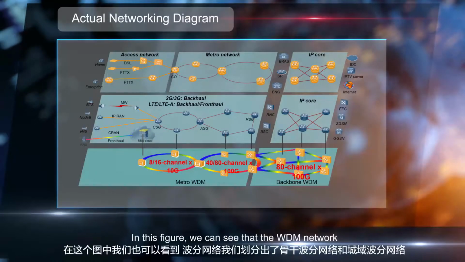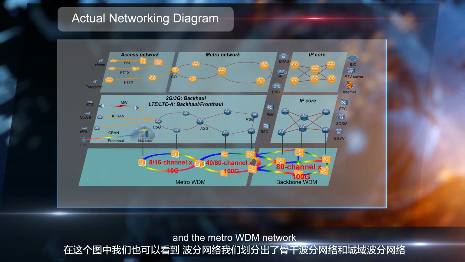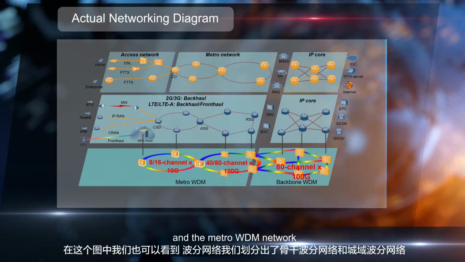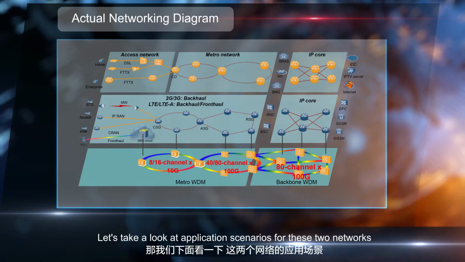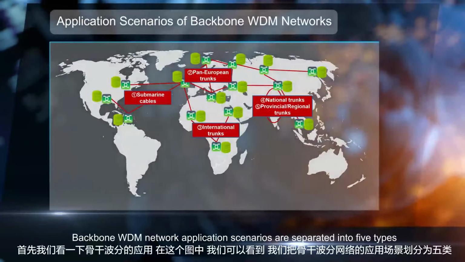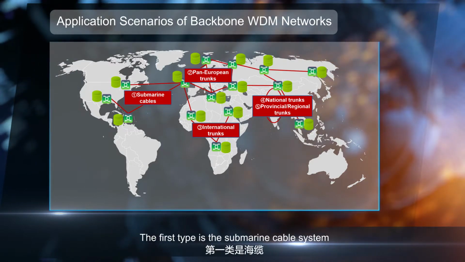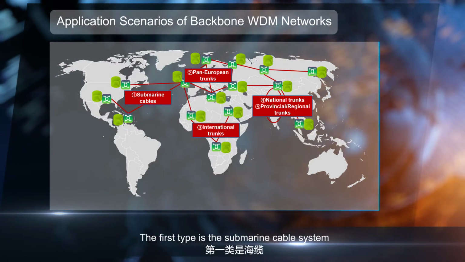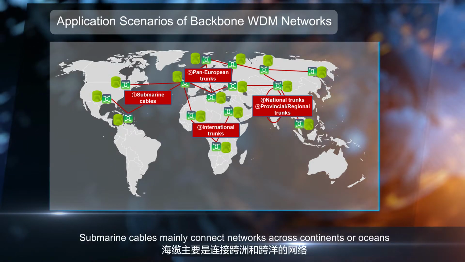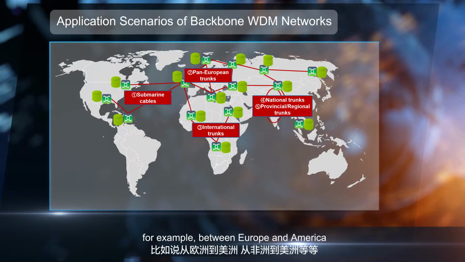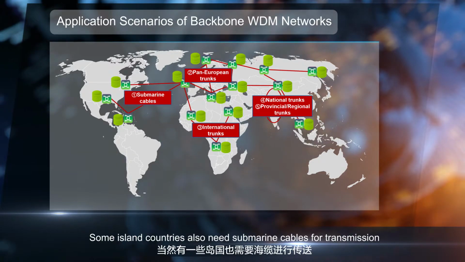In this figure, we can see that the WDM network can be divided into the backbone WDM network and the metro WDM network. Let's take a look at application scenarios for these two networks. Backbone WDM network application scenarios are separated into 5 types. The first type is the submarine cable system. Submarine cables mainly connect networks across continents or oceans, for example, between Europe and America. Some island countries also need submarine cables for transmission.